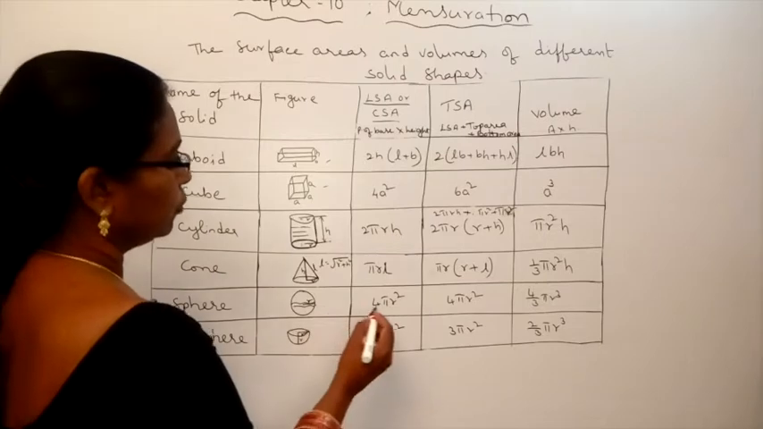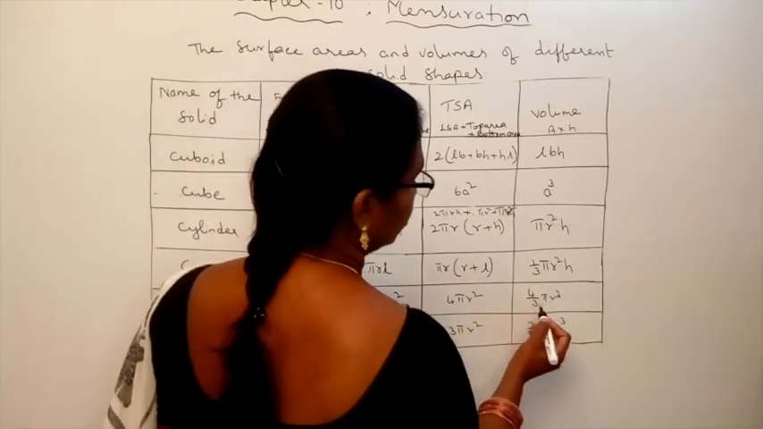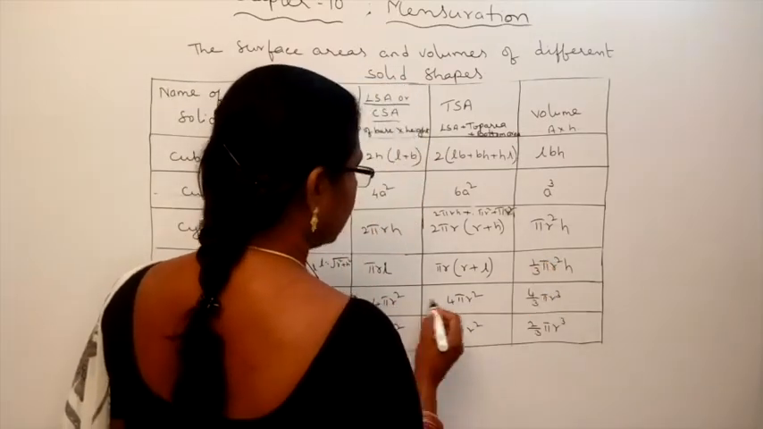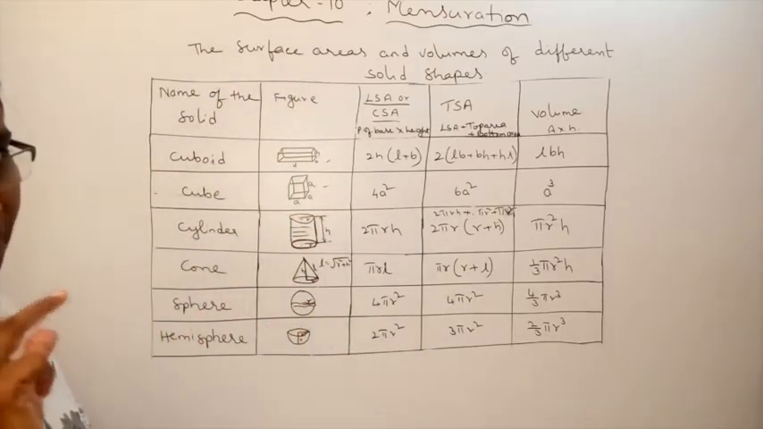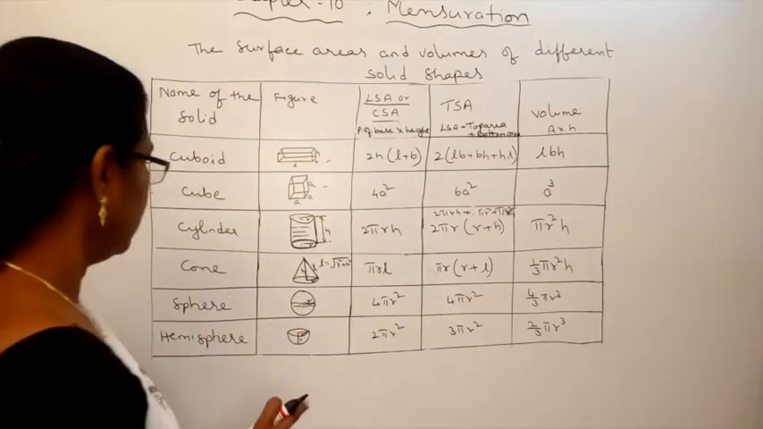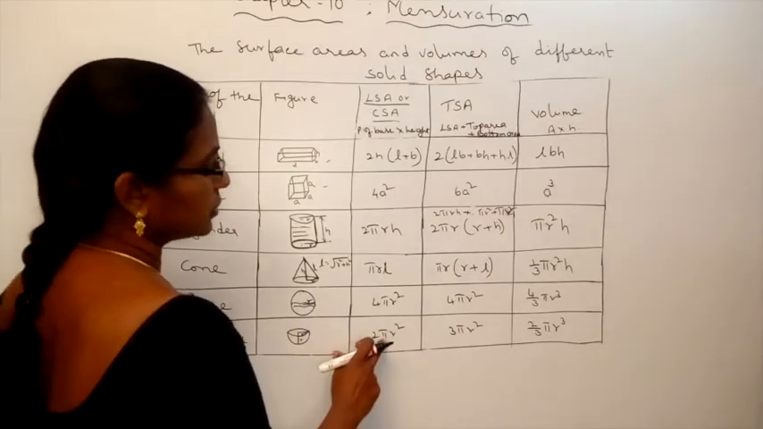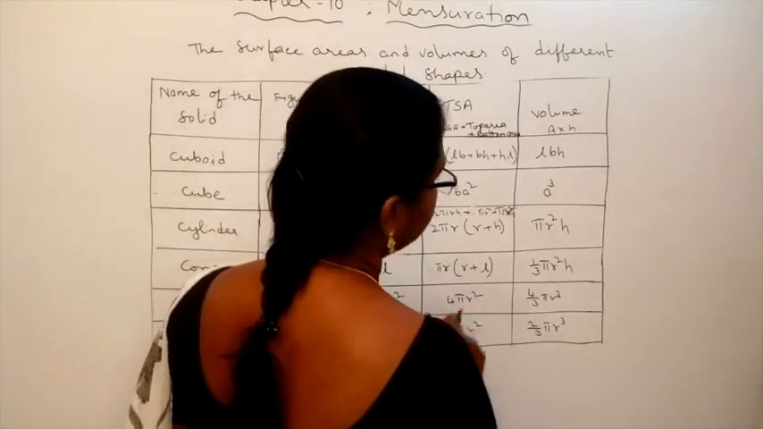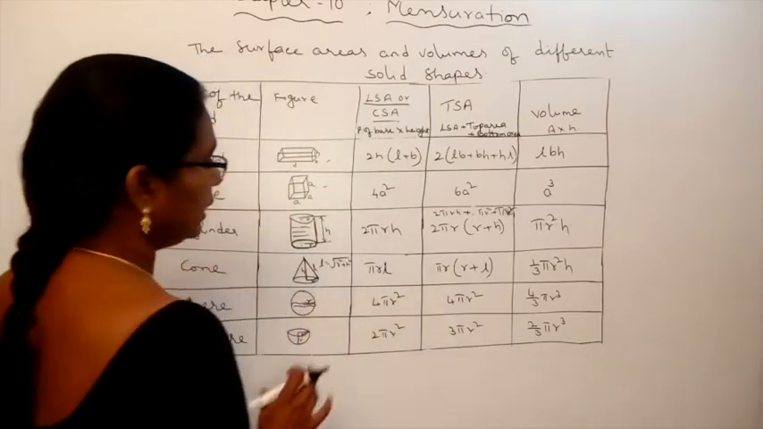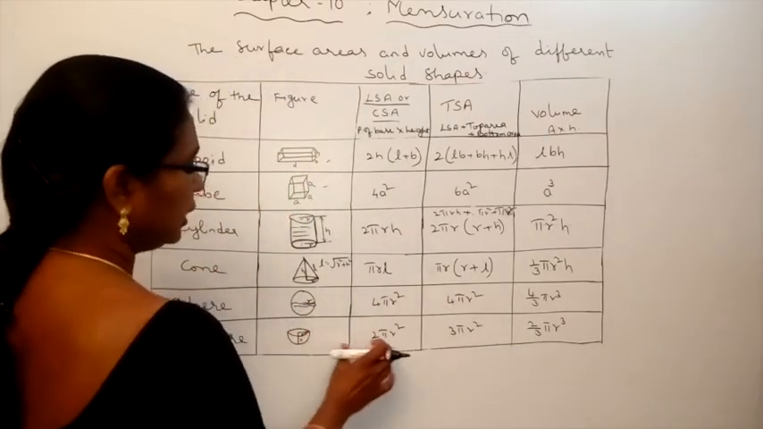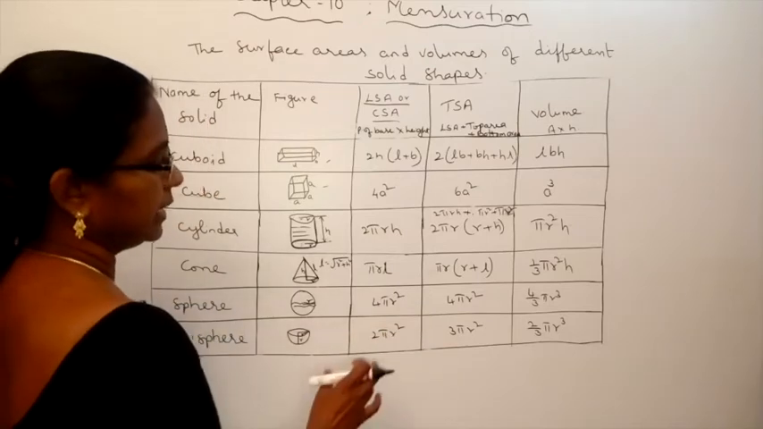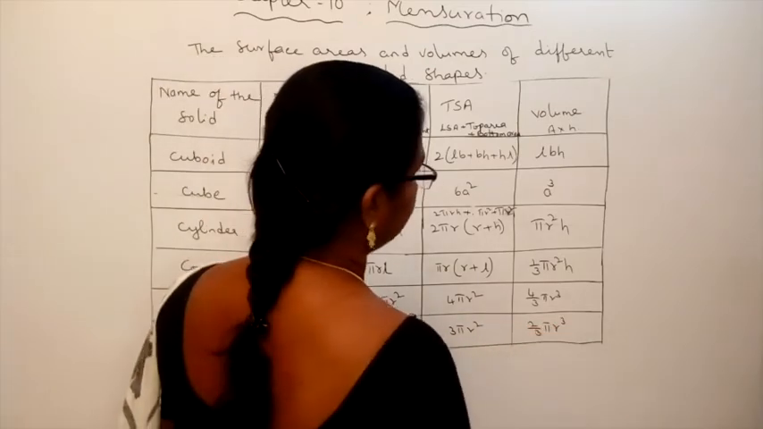Now sphere: 4 pi r square, and 4 by 3 pi r cube. Here LSA and TSA are the same, because this sphere has only one face, that is the curved face. Hemisphere: 2 pi r square, 3 pi r square, and 2 by 3 pi r cube. Here, without lid means 2 pi r square surface area, with lid means 3 pi r square. Then volume is 2 by 3 pi r cube.